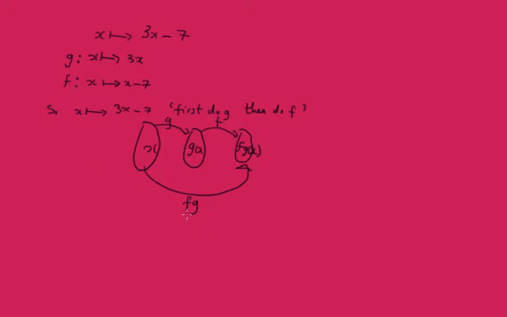We call this a composite function when you've got a combination of two functions together. So f of g of x means the function g acts on x first, then f acts on the result.